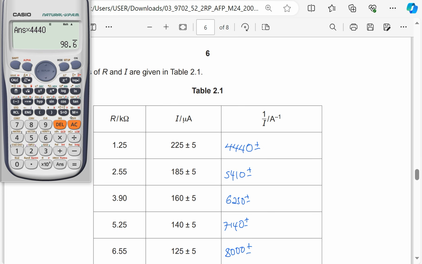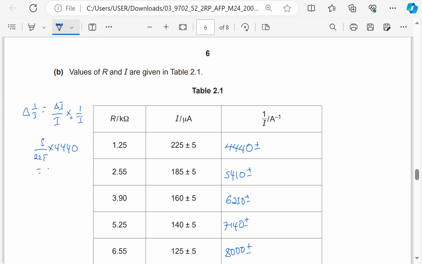This is approximately, when you round off to one significant figure, 99, but to one significant figure it will be 100. So I'll just write this is the same as 98.7 or approximately 99. You can write 99, but I want one significant figure, which is 100. So this will be plus or minus 100.